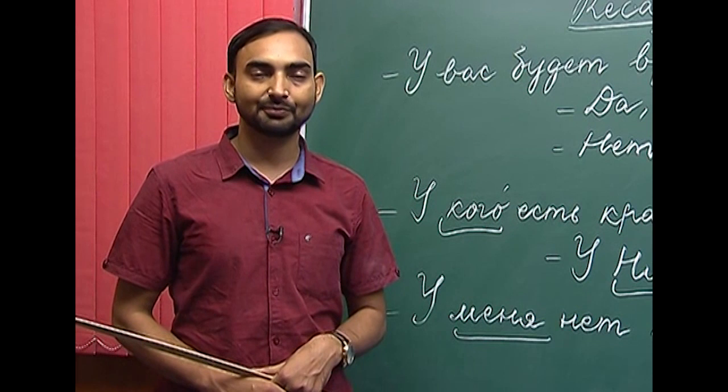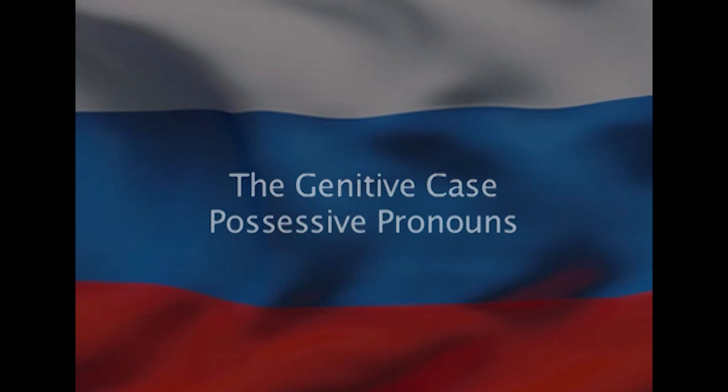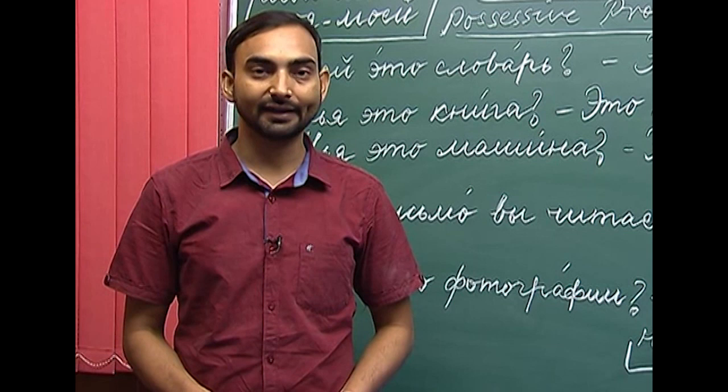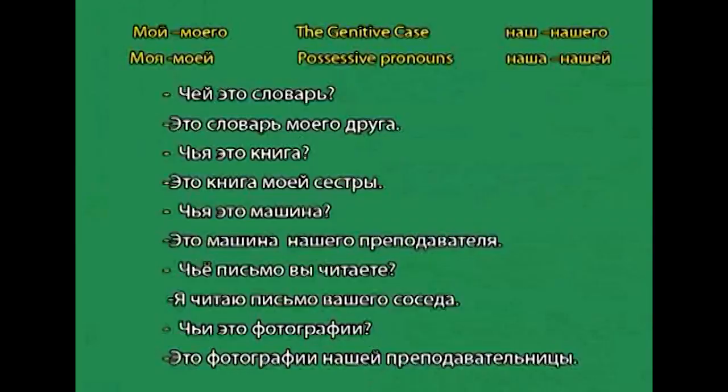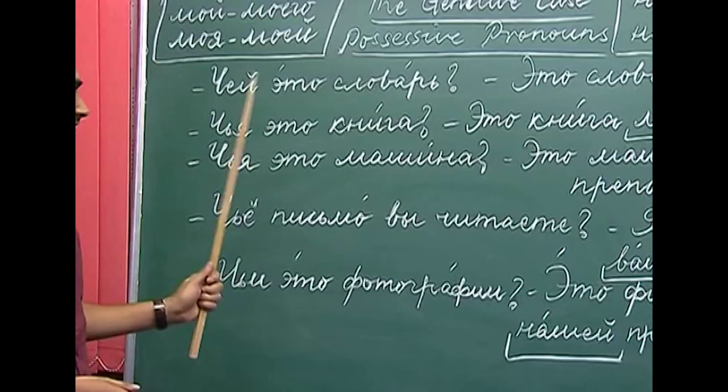Now we'll start the lesson with the new topics. The first topic for today's lesson is the declension of possessive pronouns in the genitive case. How possessive pronouns decline in the genitive case. For this purpose, I have written a few questions and answers where we have used the possessive pronouns in the genitive case. So let's start with the first question.